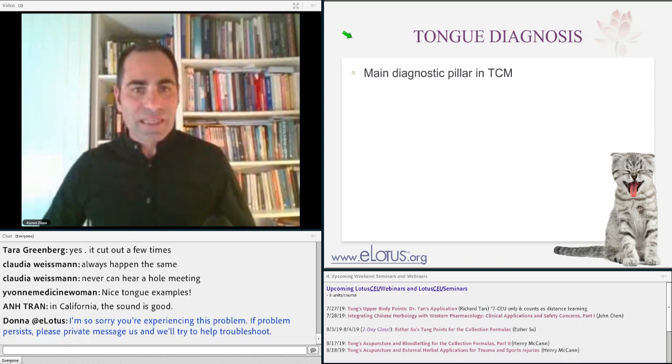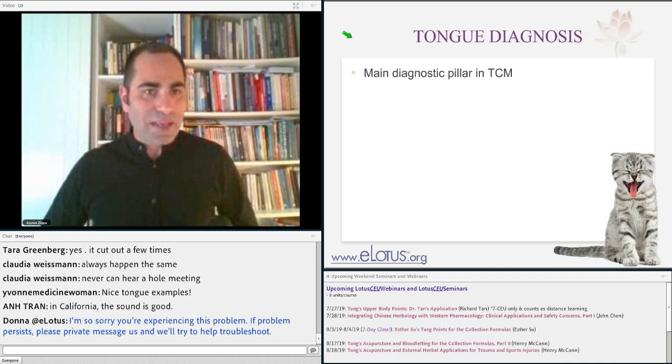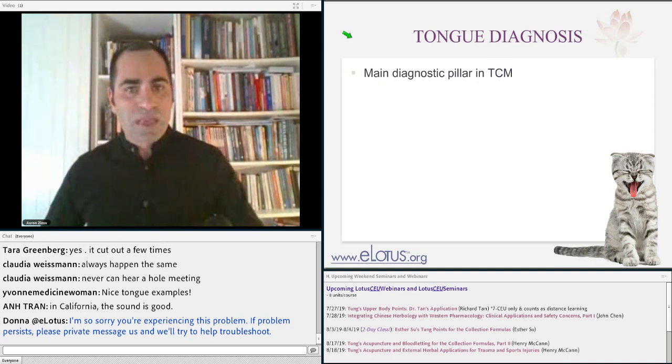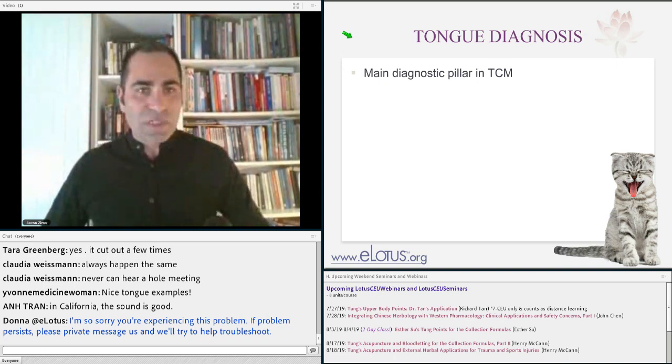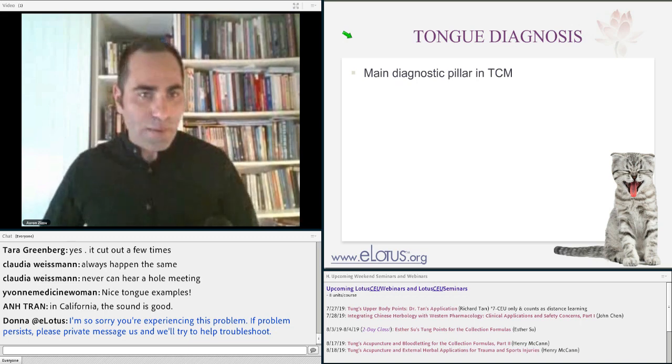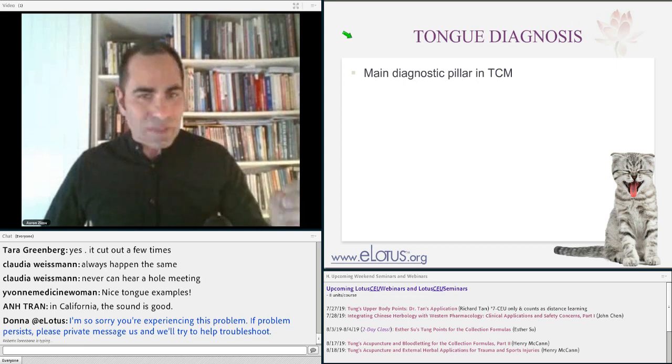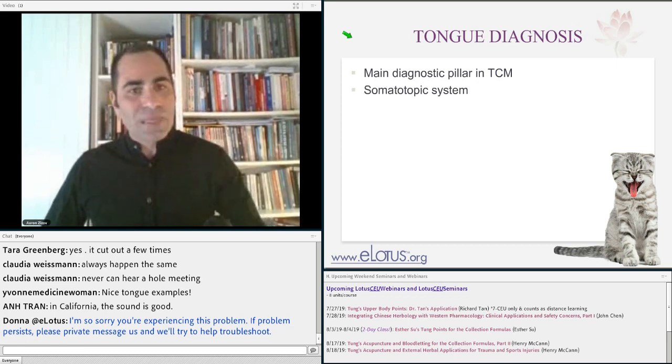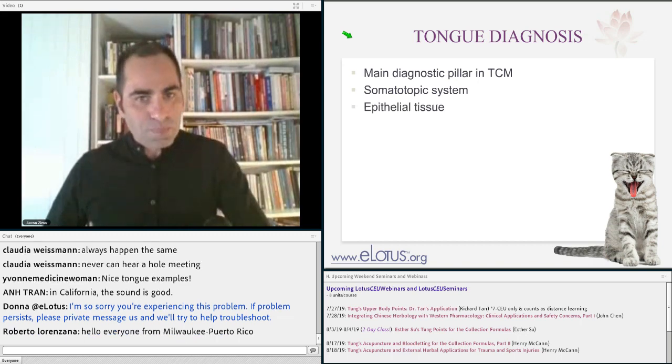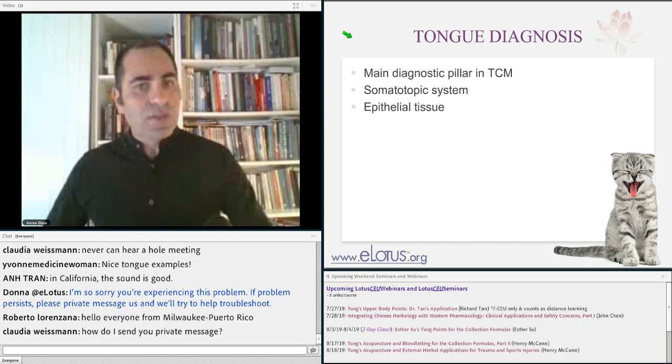In the practice in the clinic, I will use abdominal palpation and pulse palpation, and mostly the tongue. In advance, I will prepare a map for the majority of the patients to understand what the energetic DNA of the person is. But as one of the pillars, we can say that because it's a somatotopic system, we can see on the map of the tongue, we can see all the different areas.